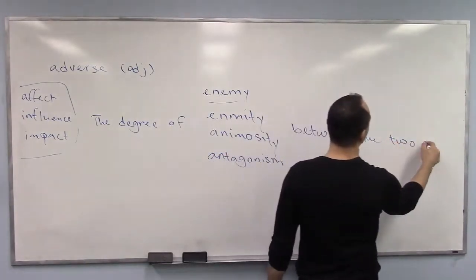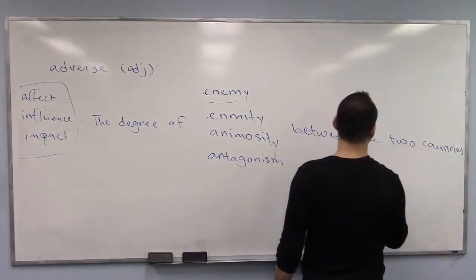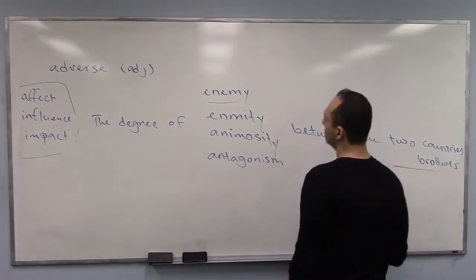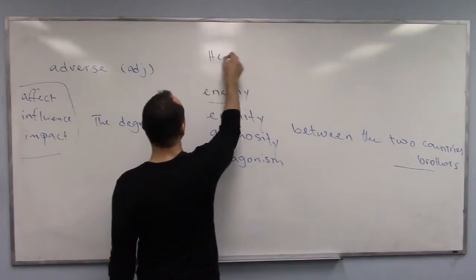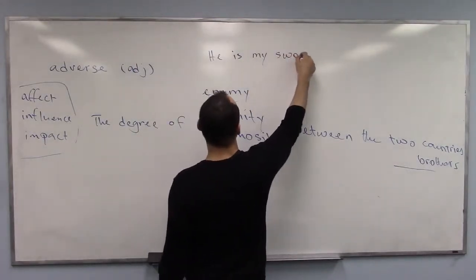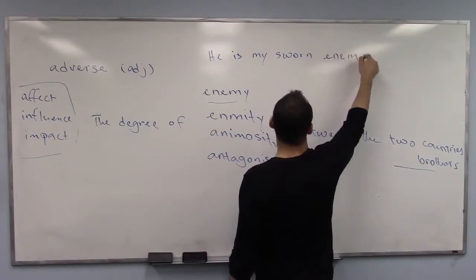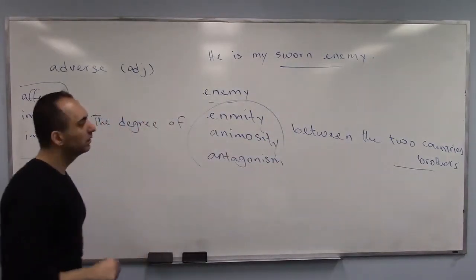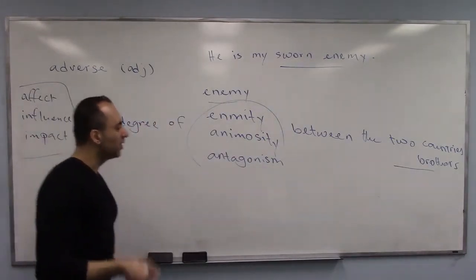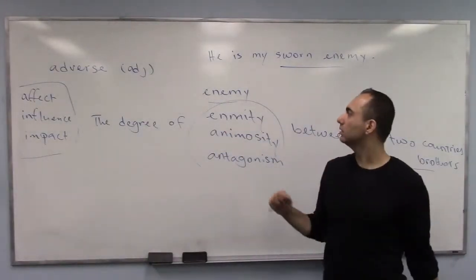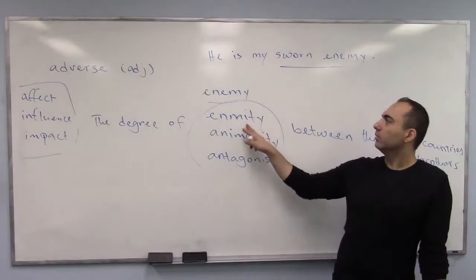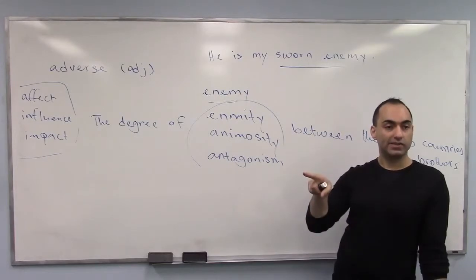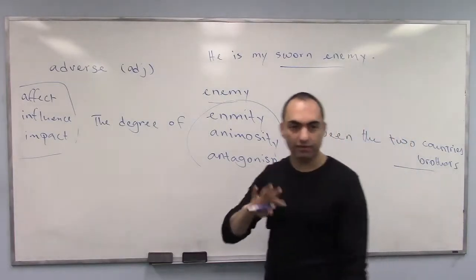the two, I can say countries, I can say two brothers. He is my sworn enemy. Sworn enemy. You know that. So enmity, animosity, antagonism. These three words all mean being an enemy. There was a lot of animosity between Vietnam and the United States during the Vietnam War and after that for years.